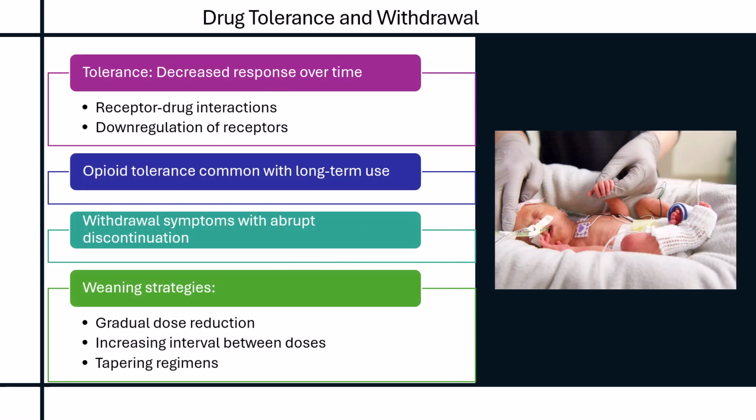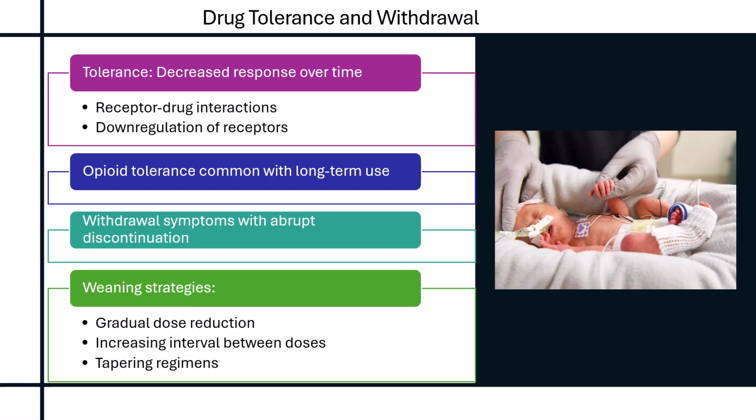Drug tolerance and withdrawal are important clinical considerations. Tolerance occurs when there's a decreased response to a drug over time, usually with long-term therapy. Higher doses may be needed to achieve the same effect. This happens due to receptor-drug interactions and whether the drug acts as an agonist or antagonist when bound to receptors. Opioid tolerance is common with long-term use in the NICU.